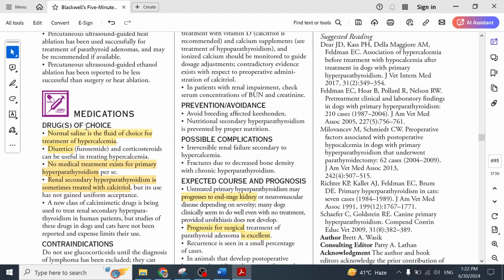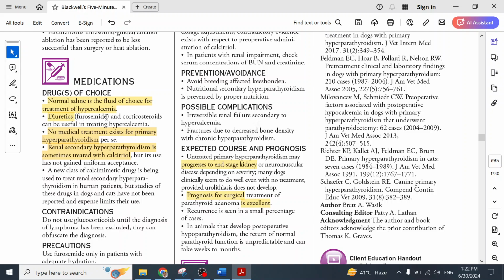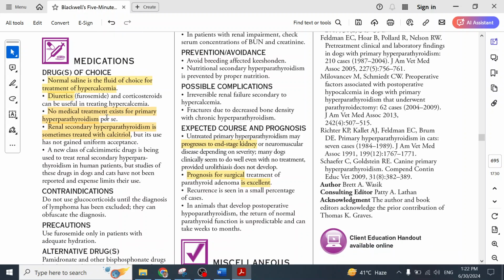The drug of choice is normal saline, which is the fluid of choice for the treatment of hypercalcemia. Then diuretics, furosemide, are used only when there is proper hydration or when the animal is otherwise healthy. No medical treatment exists for primary hyperparathyroidism.